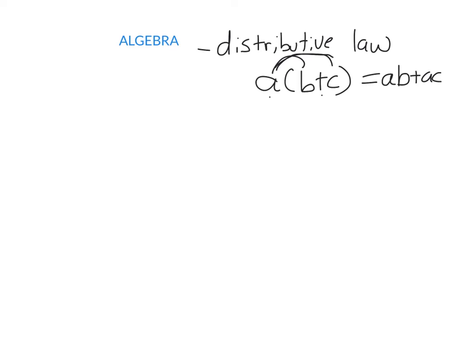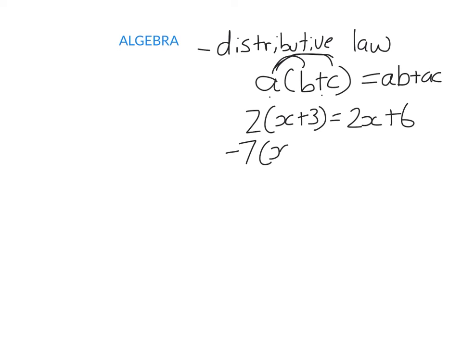So let's look at some examples. There are some really easy examples. 2 outside of x plus 3, you go 2 times x, and then 2 times positive 3 gives you positive 6. Make sure you know how to do it with negatives. Something like minus 7 outside of x minus 7. Distribute the minus 7 to the x. Distribute the minus 7 to the minus 7. So the next term would be minus 7 times minus 7, which gives you a positive.